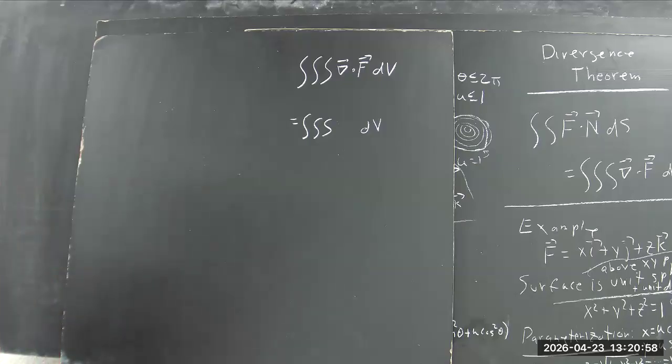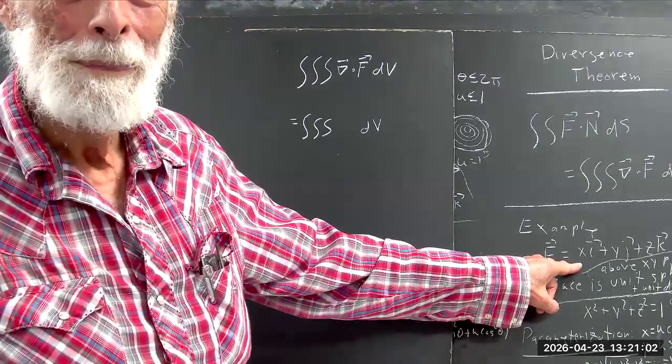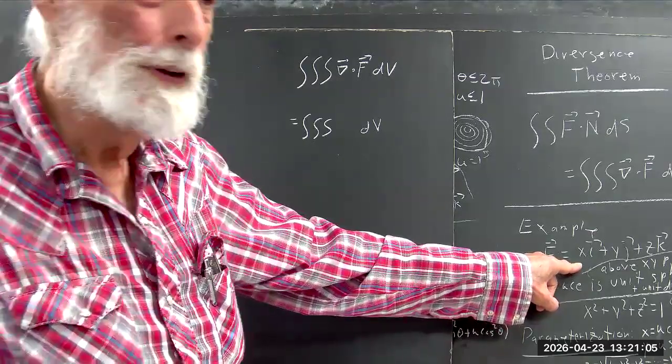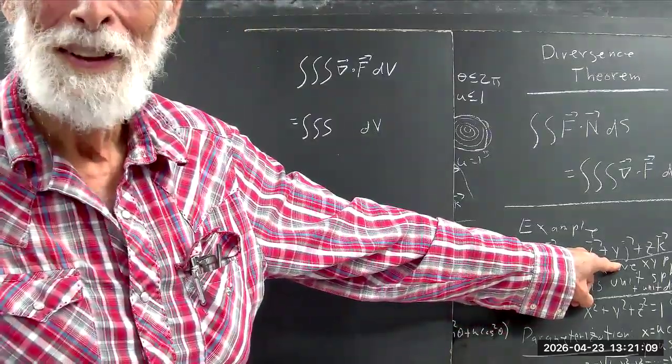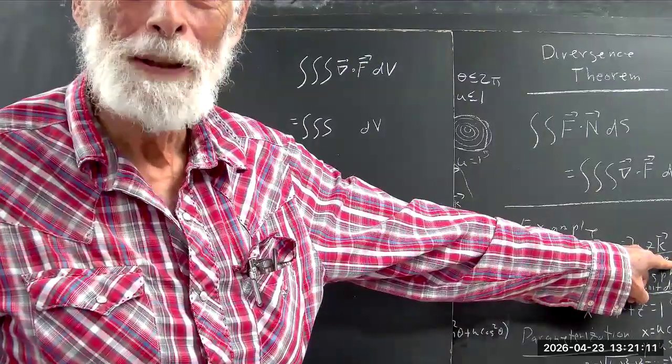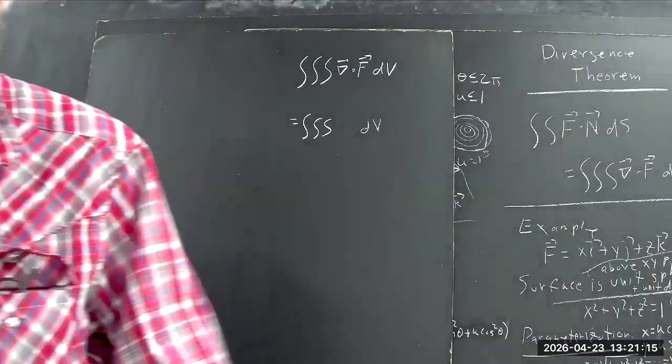Well, I'll give you a hint. What's a partial with respect to x of x? Show me. Make sure you're careful which finger you use. Yep. Partial with respect to y of y is, partial with respect to z of z is. So what's the divergence? 3.